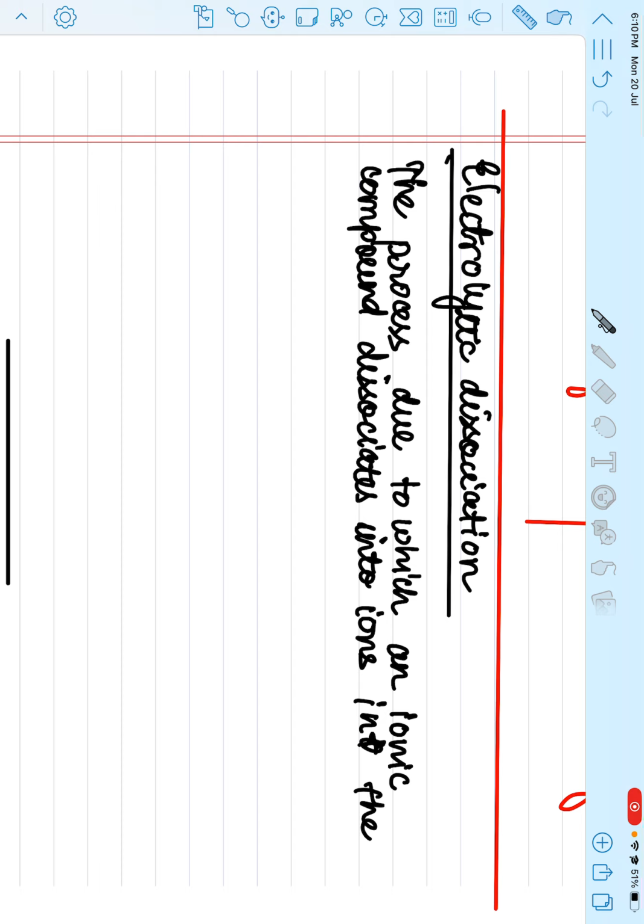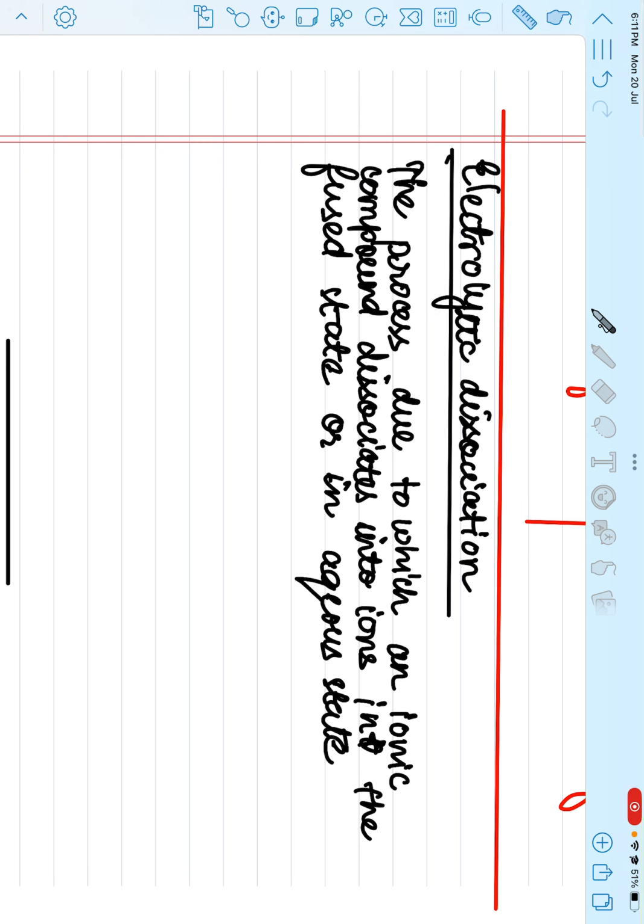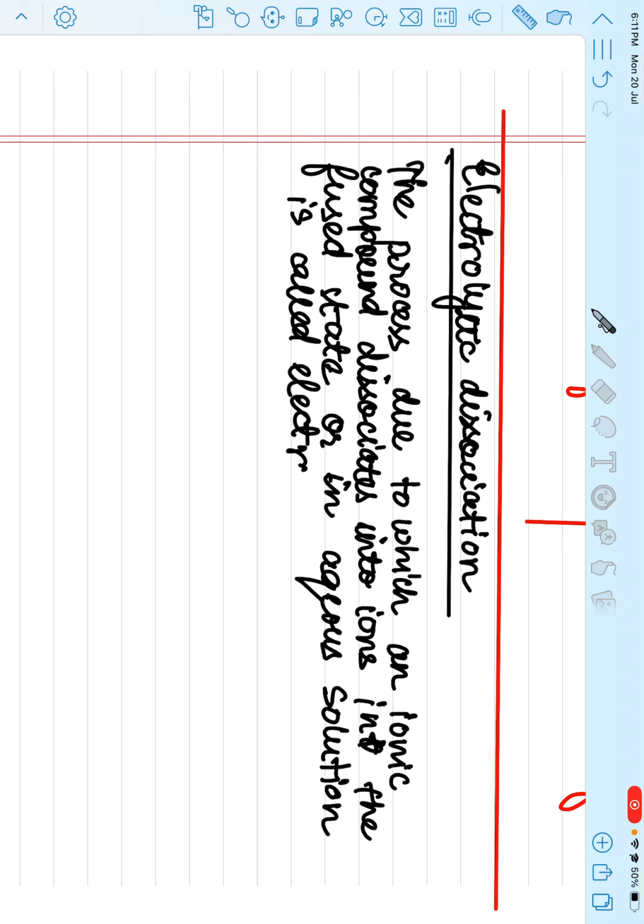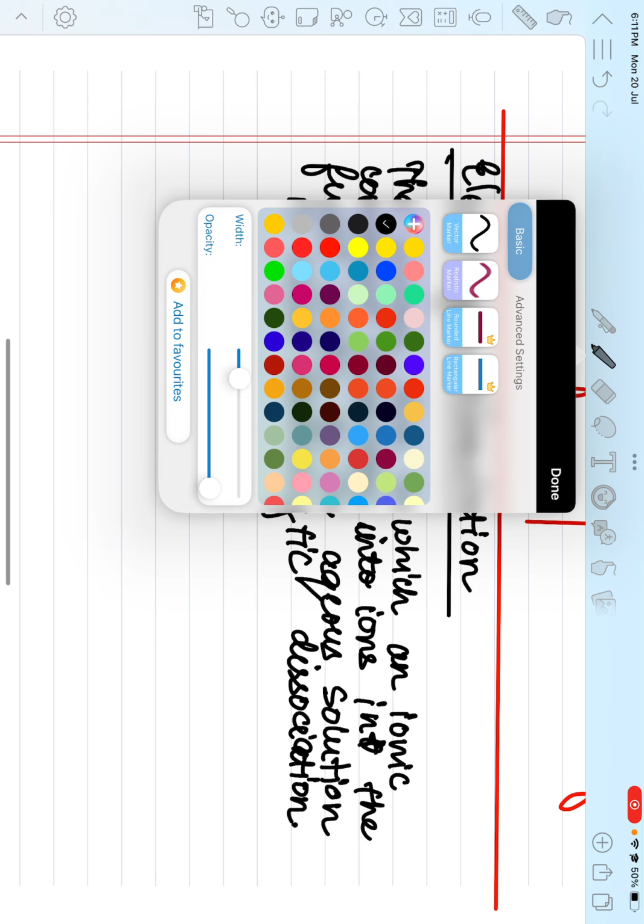The process due to which an ionic compound dissociates into ions in the fused state or in the aqueous state, either fused state or aqueous solution. The process by which an ionic or an electrovalent compound dissociates into ions in its fused or aqueous solution state is called electrolytic dissociation.